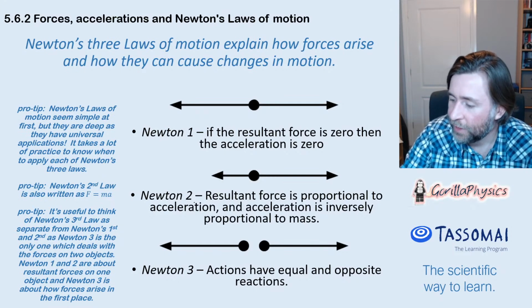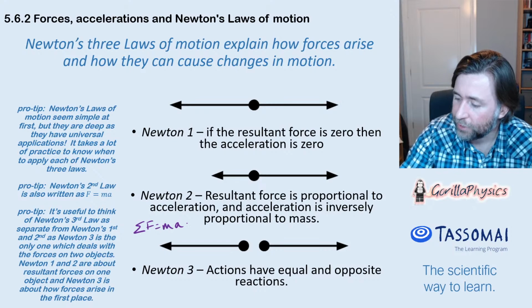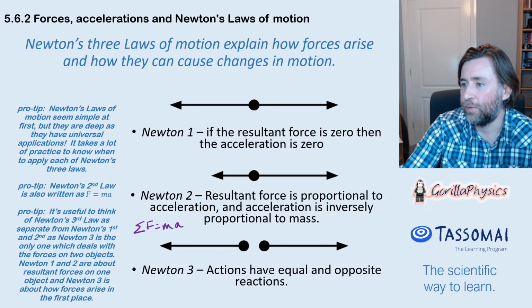Newton 2 is if there is a resultant force, then the force is proportional to acceleration. This is actually expressed best as an equation. Resultant force is mass times acceleration. And Newton 3, actions have equal and opposite reactions.